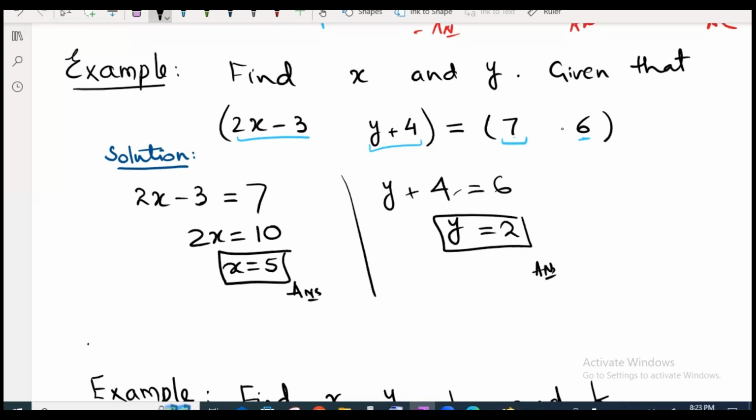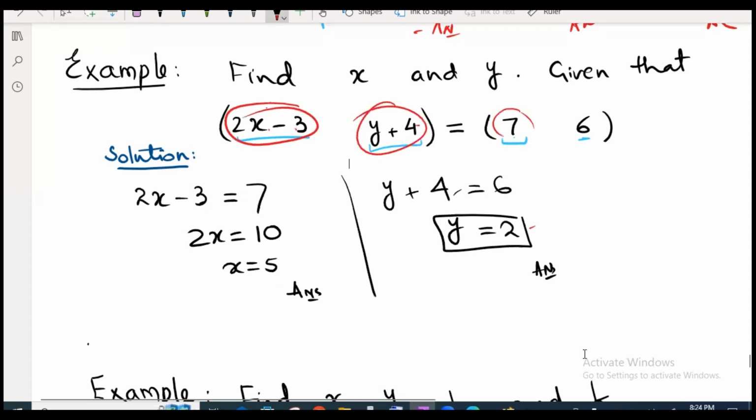Okay, by putting these values in the matrices, you can check whether they are equal or not, right? To check your values, if you put 5 in here, 2 times 5 is 10, minus 3 is 7, and 7 equals 7. Got it? If you put y as 2, 2 plus 4 is 6. Got it? Verified.